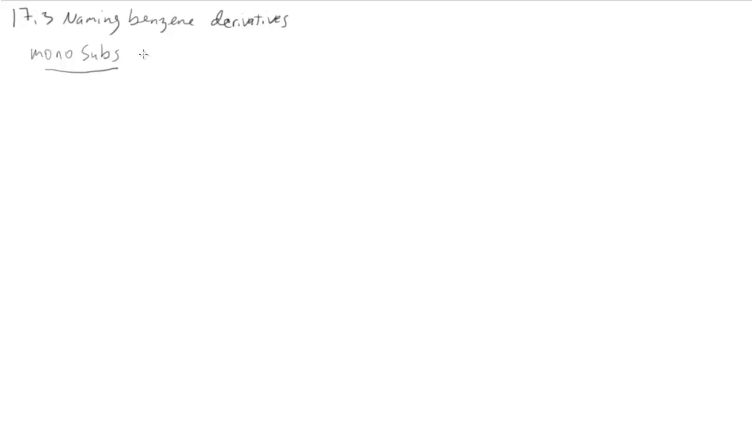Well, I don't typically spend a lot of time on naming. Naming benzene derivatives is a little bit different from other things, so we'll talk a little bit about it. If we want to name a monosubstituted benzene, we would name the side chain followed by adding benzene. So this would be bromobenzene.